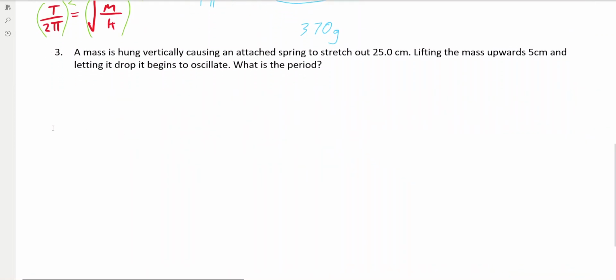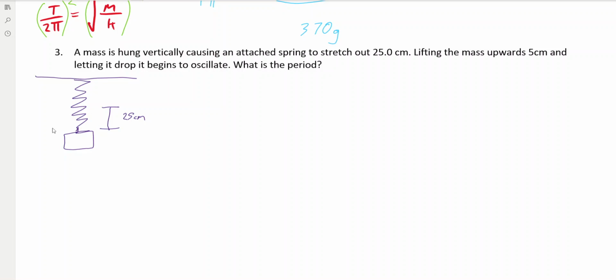A mass is hung vertically. Okay, so there's a ceiling, there's a spring attached to a spring, and then a mass is hung vertically. And it's stretched out, which means that because it's being hung, it's stretched out by 25 centimeters. Lifting the mass upwards 5 centimeters, then letting it drop, it begins to oscillate. What is the period of that oscillation?